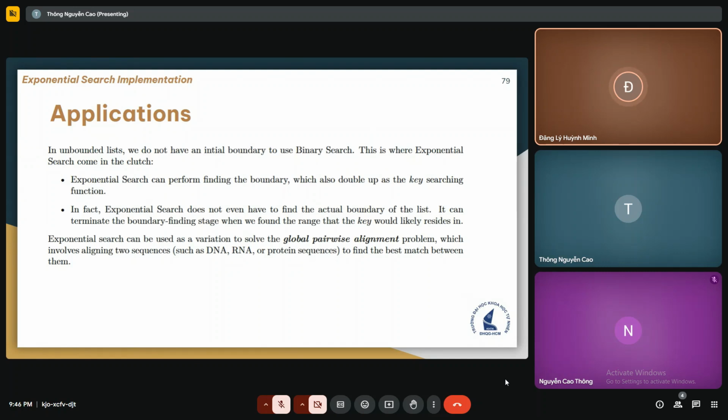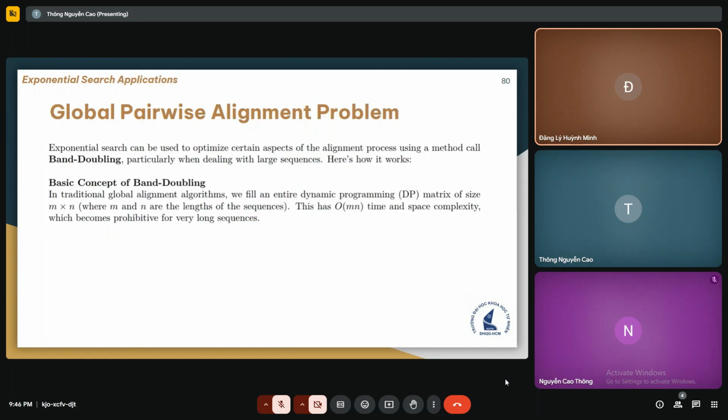Exponential search can be used as a variation to solve the global pairwise alignment problem, which involves aligning two sequences such as DNA, RNA, or protein sequences. Let's talk about the problem. Exponential search can be used to optimize certain aspects of the alignment process using a method called band doubling, particularly when dealing with large sequences. Here's how it works.